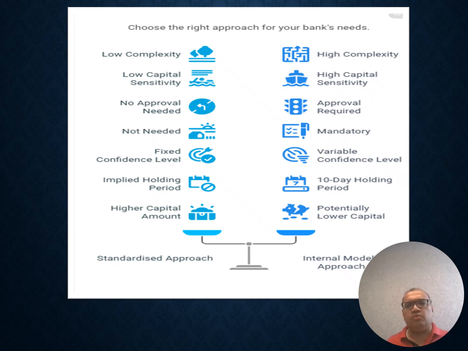On the other hand, the internal model approach is complex and sensitive to capital, because your VAR could change depending on how your trading has gone. Approval is required, and a variable confidence level is mandatory, as your trading book matures and you undergo various stresses. A 99% of a $100 million book is different from 99% of $200 or $500 million. The 10-day holding period we have spoken about earlier. It gives potentially lower capital because it's realistic, based on real-time events. So compared to the standardized approach, it will give a lower and more realistic value of the capital.